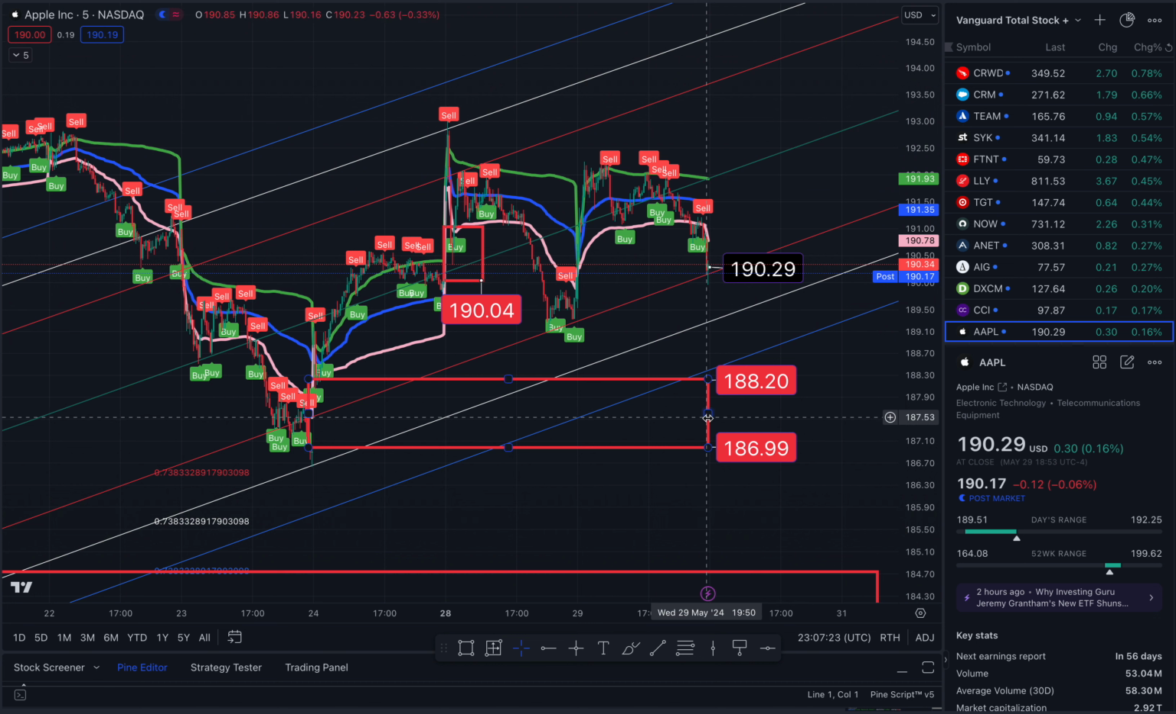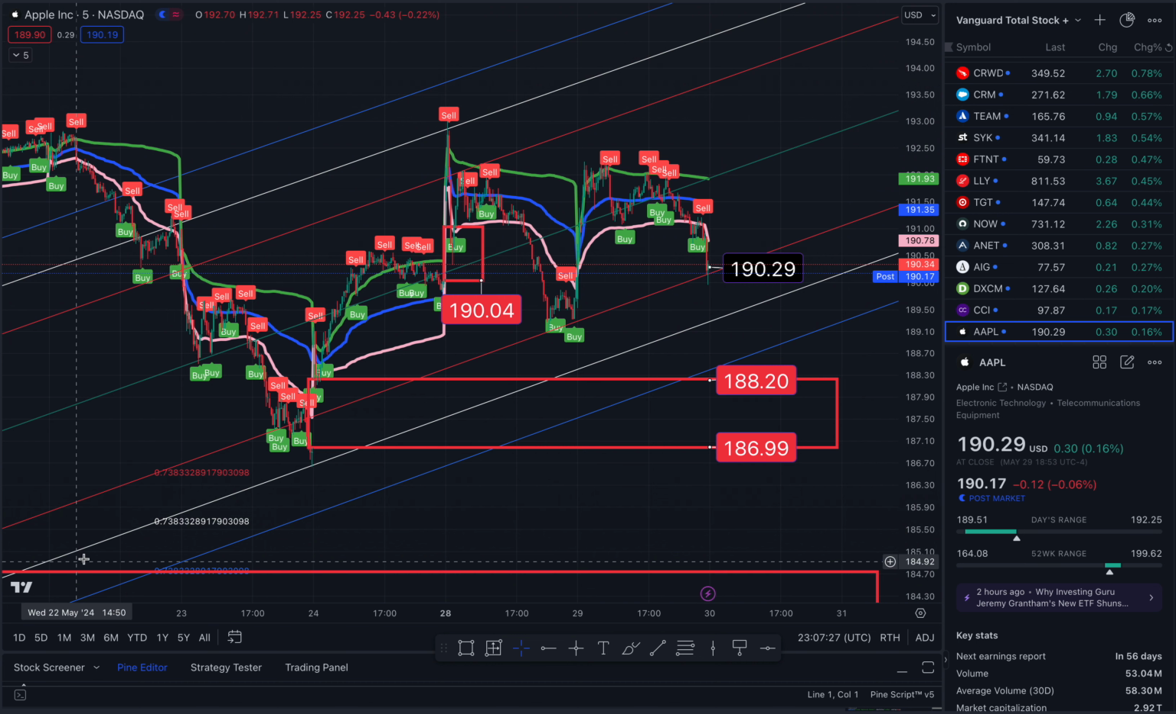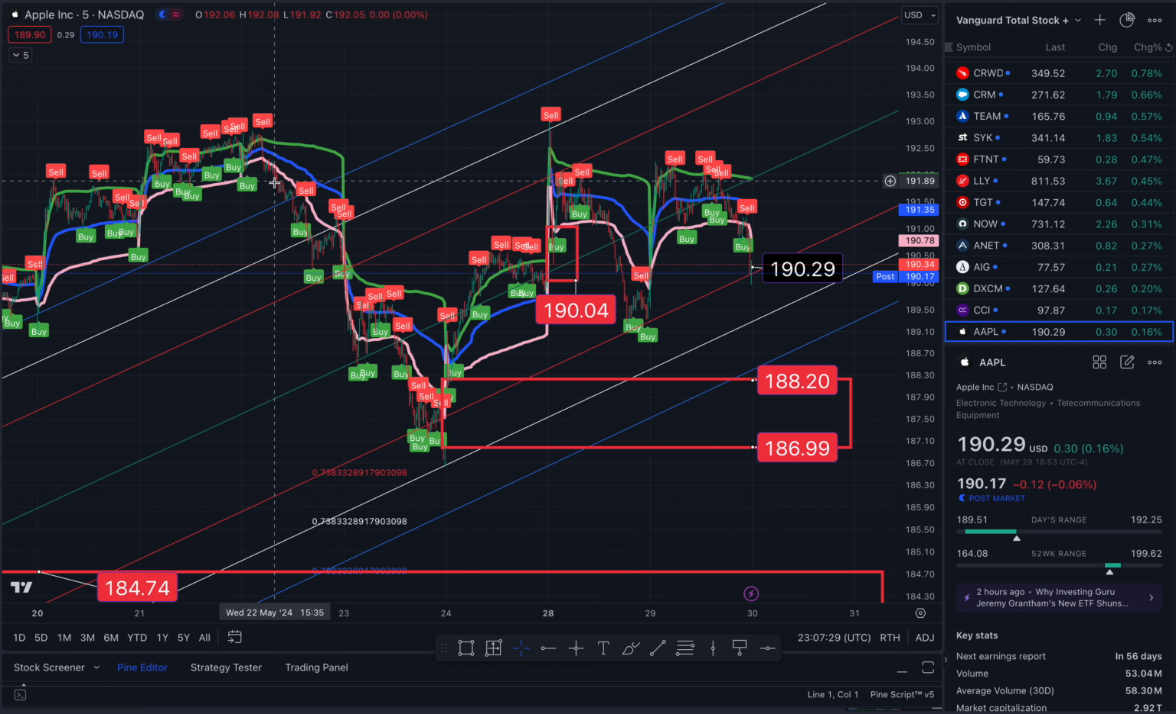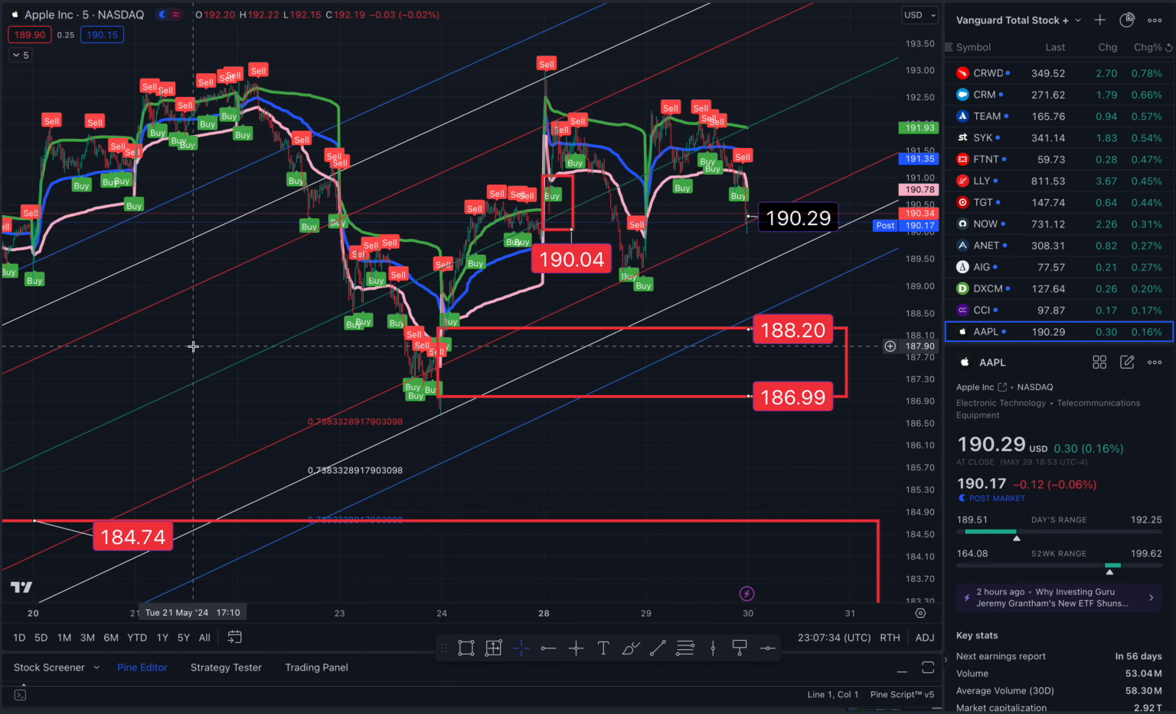But we are going farther away from this gap on the 5 minute time frame. We are in an upward channel, thank goodness. Then look at all your sell signals there. Okay, that's a look at ASTS and Apple.